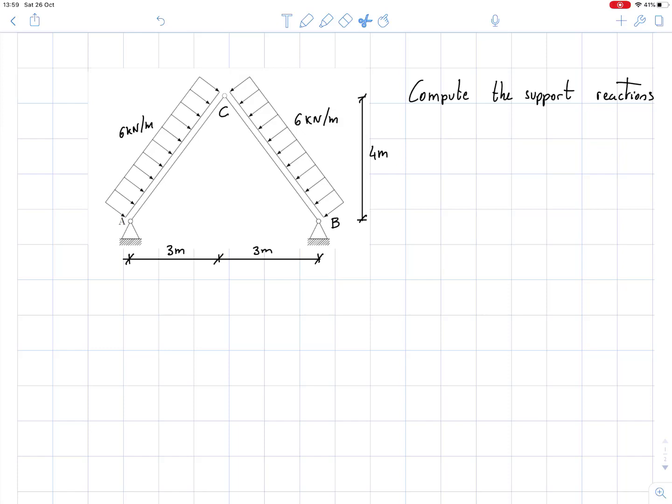In this problem, we will compute the reactions in this structure. The first step is to identify which reactions we have. Since these are both hinge supports, both of them have a horizontal and a vertical reaction. I'm going to assume that the horizontal reactions are to the left and the vertical reactions are upwards. And I'm going to give them some names.